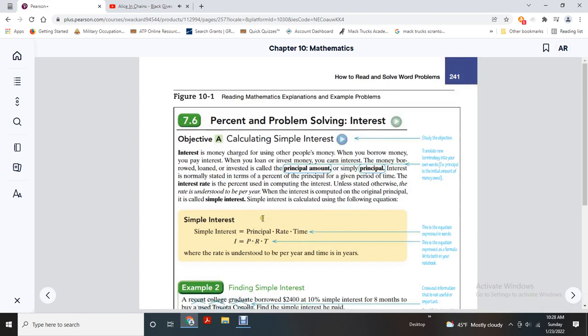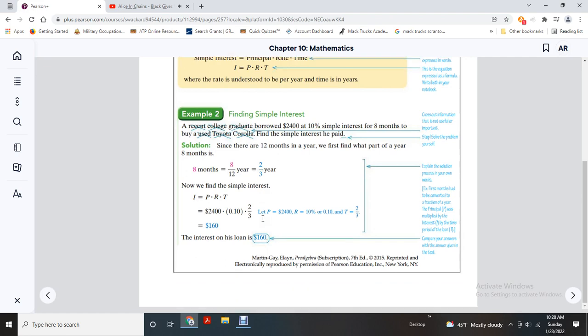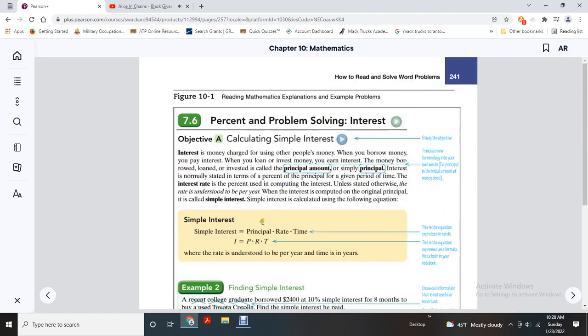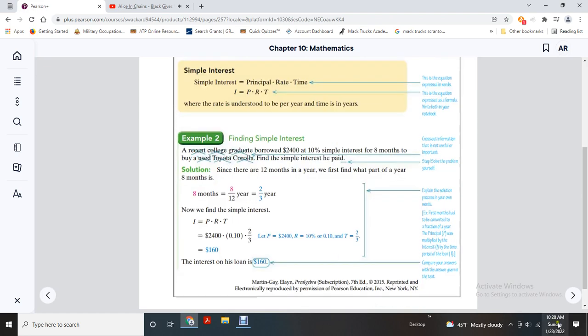All right, then it gives an example, 7-6, percentage, interest, principal, rate, time, as it would show in a mathematics textbook.